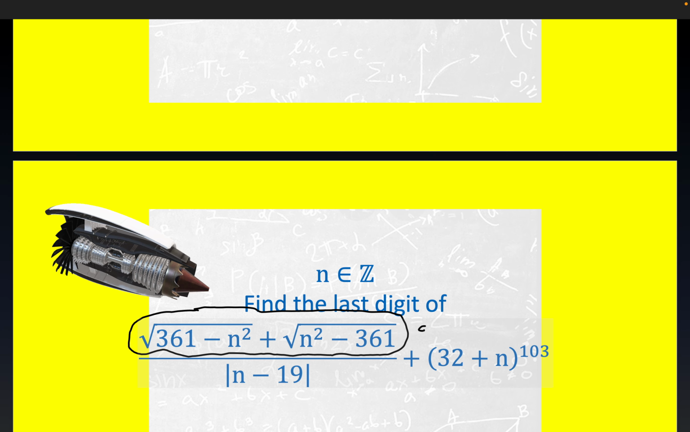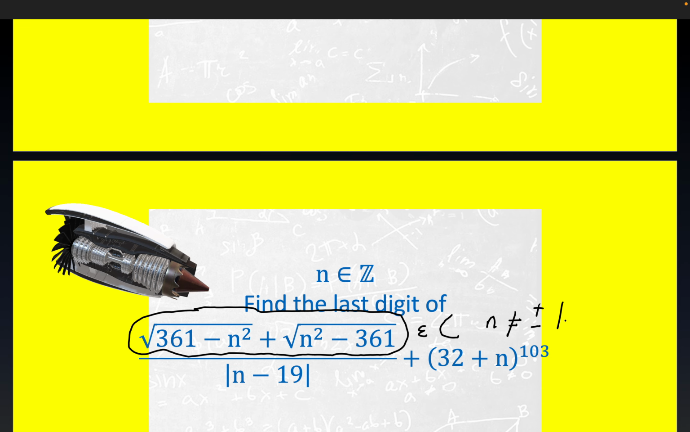Let me write it like this. I'm just circling the numerator. It is a complex number when n is not equal to plus or minus 19. Okay, now that's a very helpful observation because you can't talk about the last digit of a complex number, right?